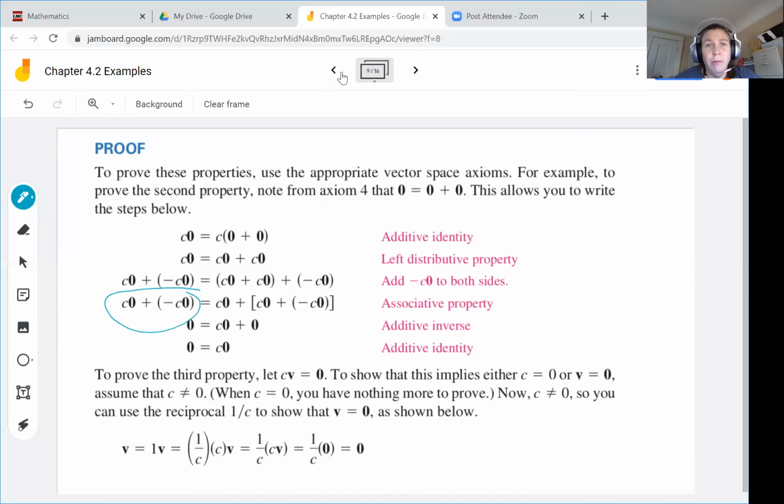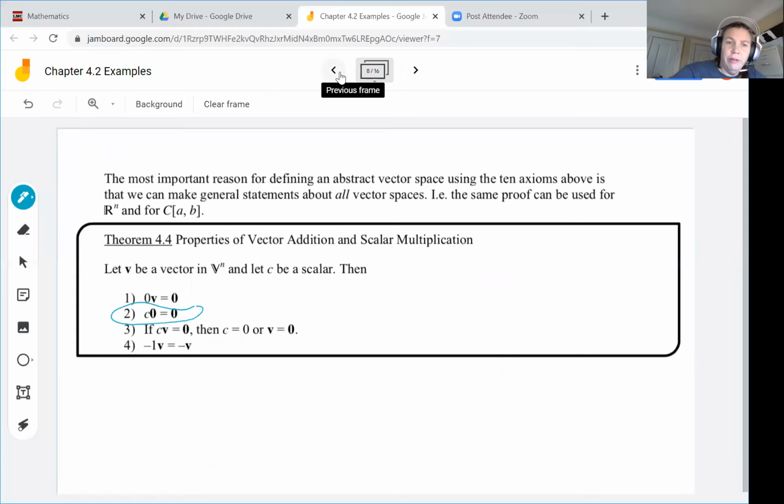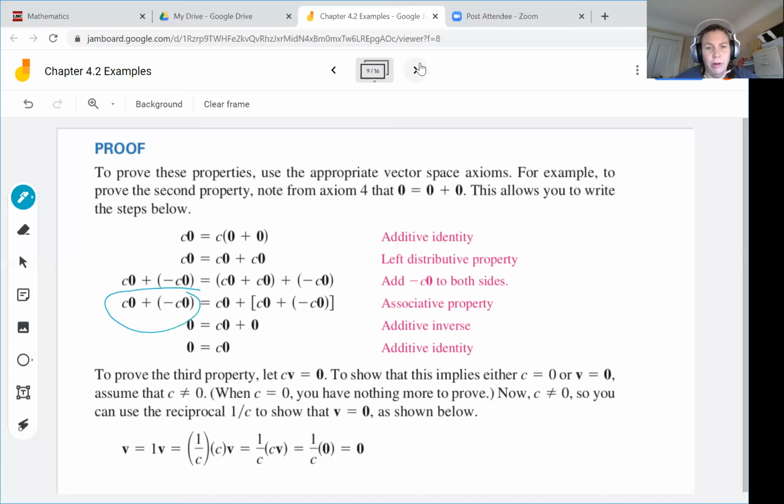All right, to prove the third property, where we're going to show that if c times v equals 0, then either the scalar is 0 or the vector is 0, essentially the zero product rule here. So to prove this, let c times v equal 0, where c is a scalar and v is a vector. To show this implies either c equals 0 or v equals 0, assume c is not 0. If c is 0, we're done. We've proven our result. So now that c is not 0, you can use the reciprocal 1 over c, right? Because the reciprocal exists since c is not 0, to show that v must be 0.